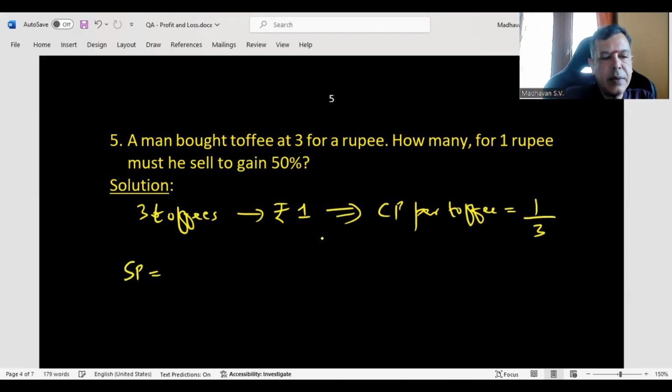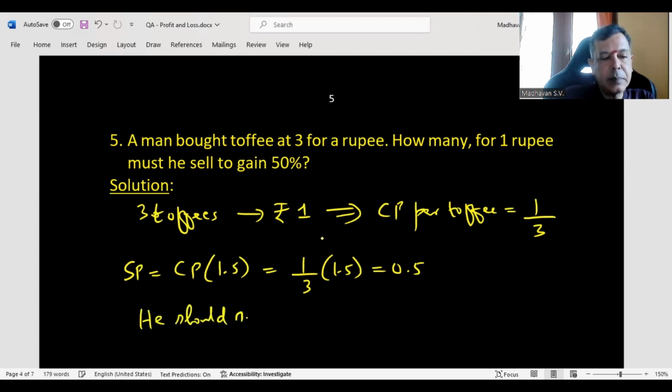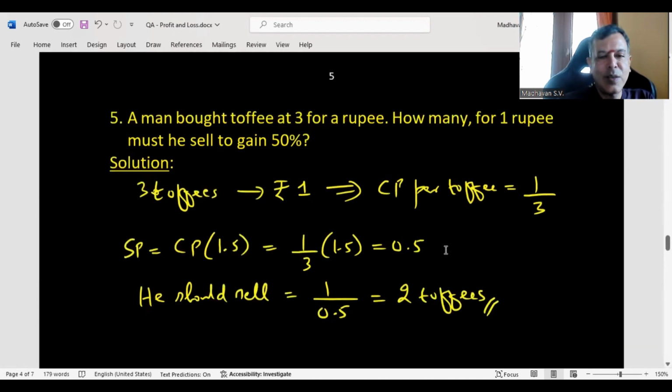Now selling price is cost price, and then he should gain 50%, which means I will multiply it by 1.5, and that is equal to 1 by 3 times 1.5, which will give you 0.5. Now, with 1 rupee, how many toffees should he sell? 1 divided by 0.5. That means 2 toffees he should sell. That is the solution for this. Let us move on to the next.